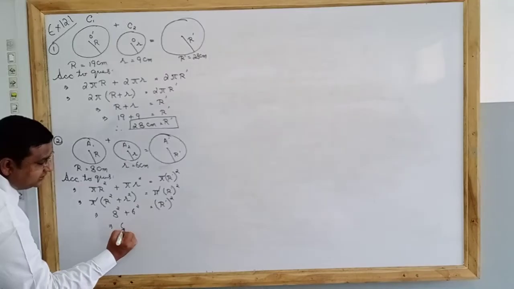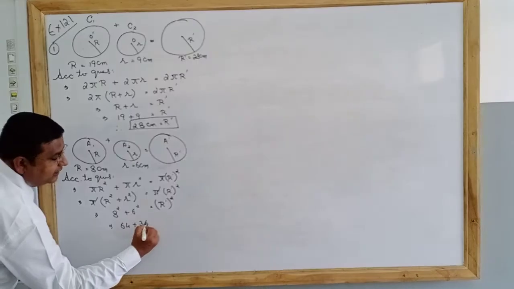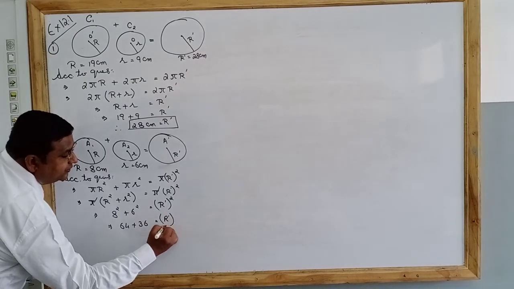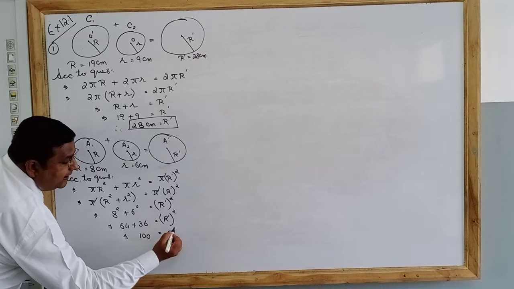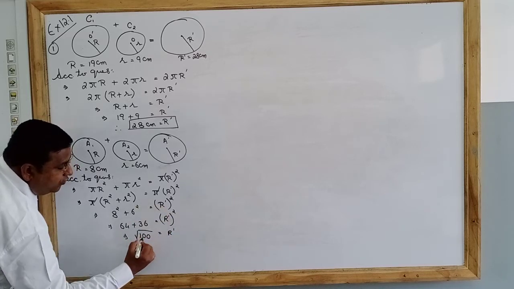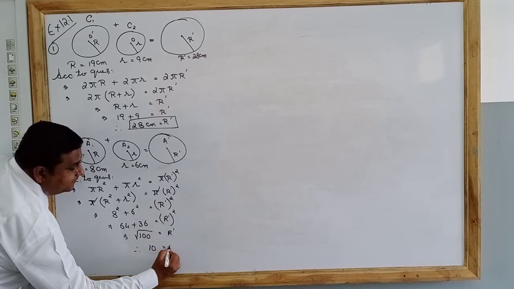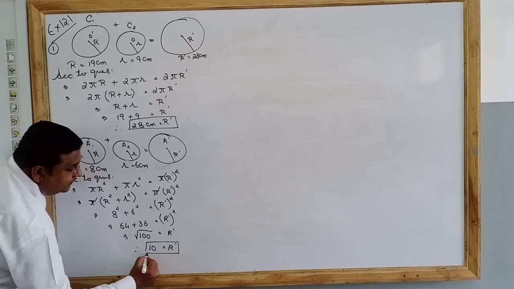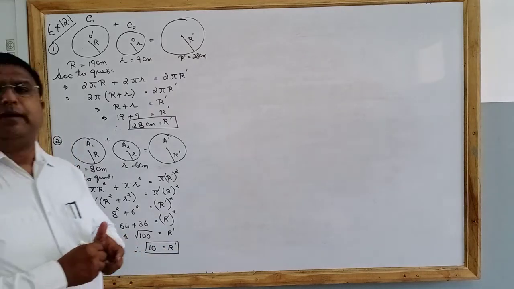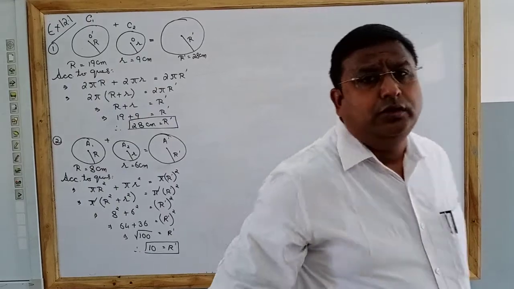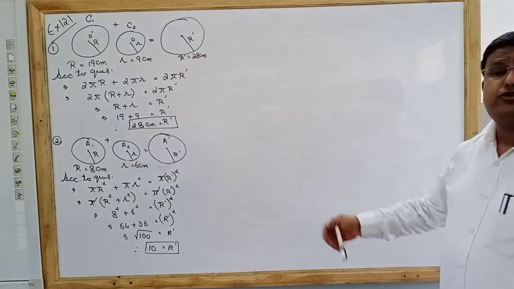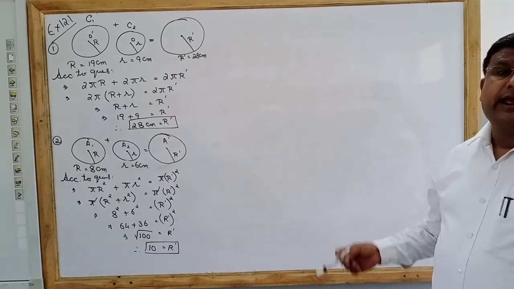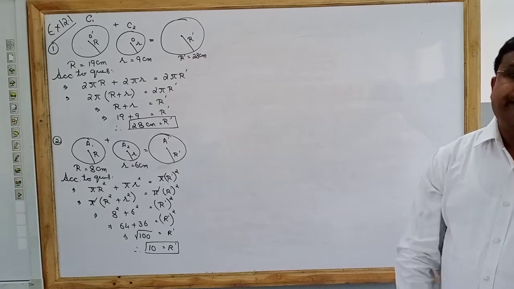8 square is 64, 6 square is 36, is equals to r dash square. 64 plus 36, 100, is equals to r dash square. The square comes on the other side. Root of 100 is 10. That is the answer. These are simple questions of 1 mark. Nothing much to do in these questions. I hope there is no doubt. Only application of the formula.